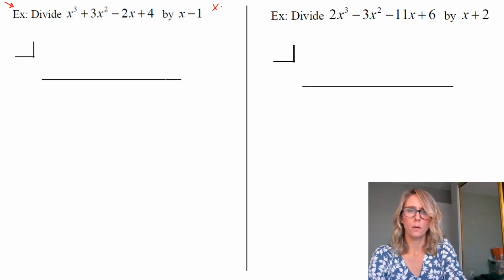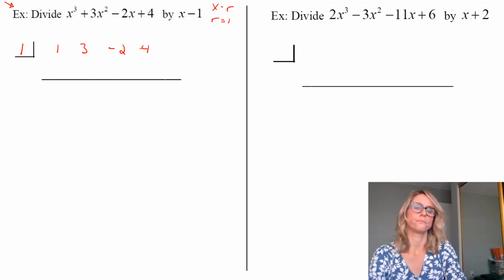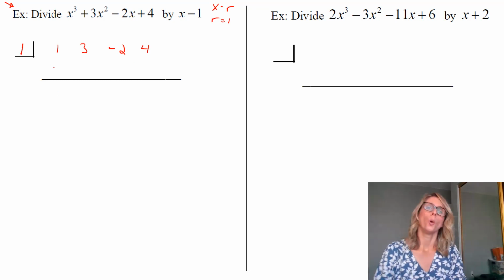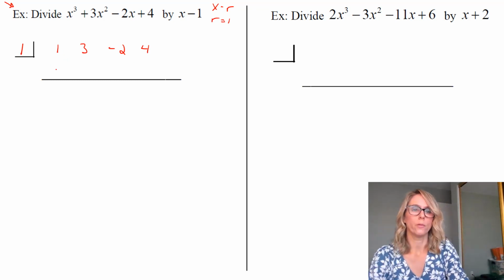So remember, with synthetic division, it's when you're dividing by things of the form x minus r. So in this case, r is 1, so that's the value that's going to go here. Then we put our coefficients in order. There we go. And then we just start. So we bring the 1 down. So the first coefficient comes down.